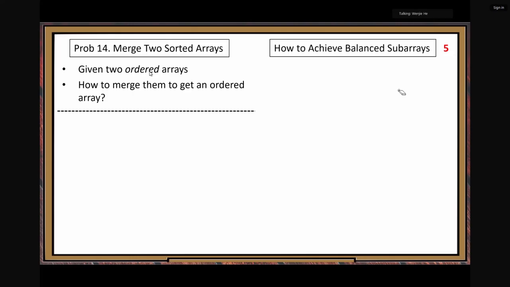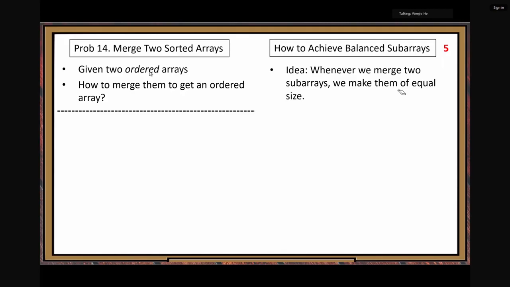How to achieve balanced subarrays? When we have a chance to distribute our data, we want to do an even split. So the idea is, whenever we merge two subarrays, we want to make them of equal size.